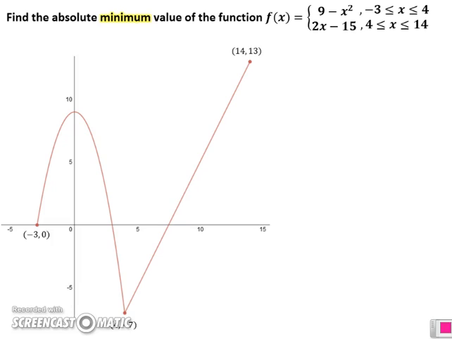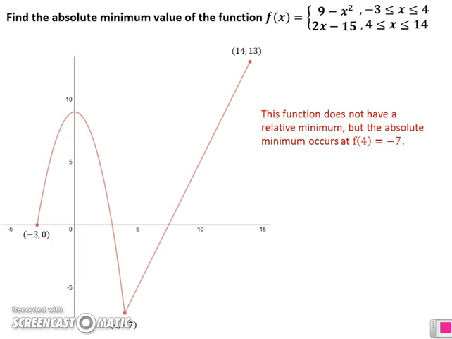Okay, same problem, same equation, just finding the absolute minimum. So this graph does not have any relative minimums because relative, remember, is roller coaster. This is a relative maximum because it's curvy. But it doesn't have any relative minimums.